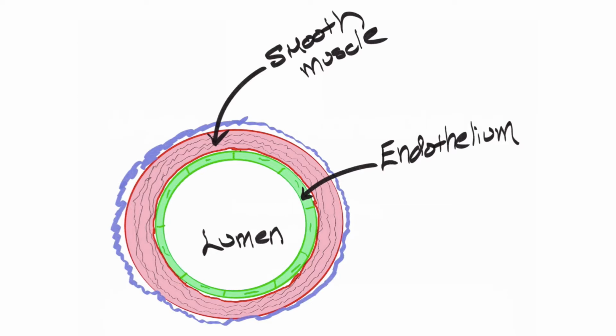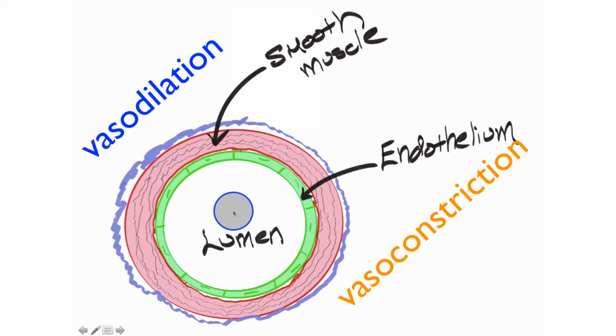If we take a look at a blood vessel right here, just the anatomy of it, the innermost lining that we see in green right here is endothelium, composed of simple squamous epithelial cells. The outermost layer that we see in blue right here is connective tissue. Between the endothelium and the connective tissue is the bulk of the layer of blood vessels known as the tunica media that's composed of smooth muscle. And the space within the blood vessel that the blood actually flows through is the lumen. If that lumen gets smaller, it's known as vasoconstriction. If it gets larger, it's known as vasodilation.